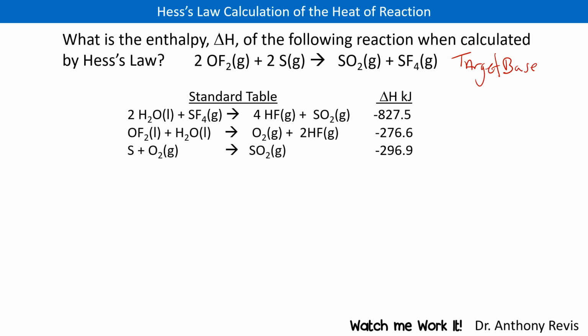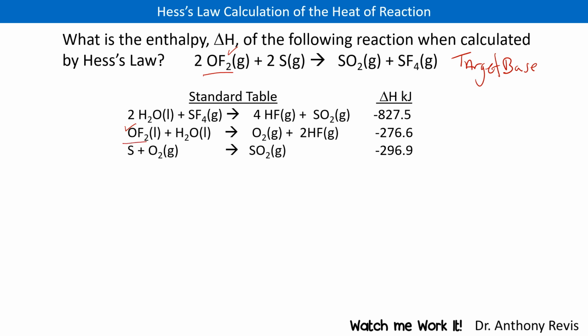All right, so let's start. We start by identifying one of the reagents in the base equations. I'll start from left to right. Why not? OF2. And so if I go down to the standard tables, I am looking for an equation that has OF2 in it. And I see it's the second equation here. There's my OF2. So since I have OF2, what I'm going to do is rewrite that equation exactly like it is. Why? Because I have OF2 on the left side equation. It's on the left side here.